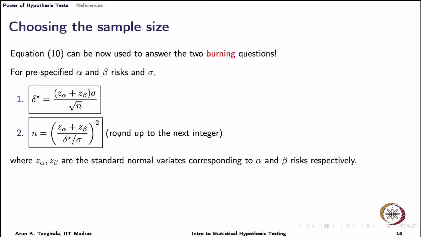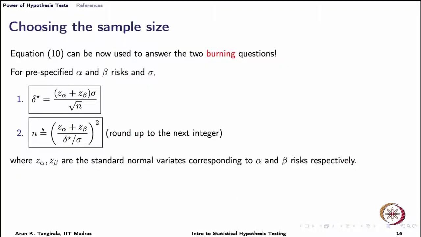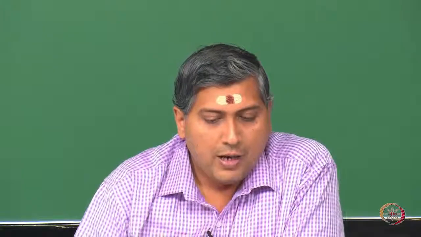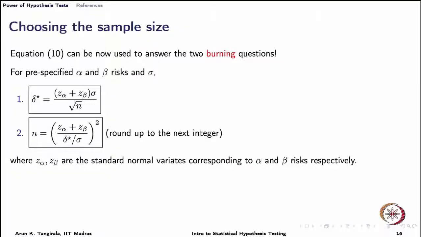And the second one, which has got to do with how large a sample size should be for a given delta and sigma and alpha and beta, is once again pretty clear from equation 10 as to how you arrive at the answer. Now, there is no guarantee that you will get an integer. To be conservative, you round up this answer to the next integer, not to the lower one. That means you take the ceiling and not the floor. And of course, just to re-emphasize, Z alpha and Z beta are the standard normal variates corresponding to your risks alpha and beta. Very good.